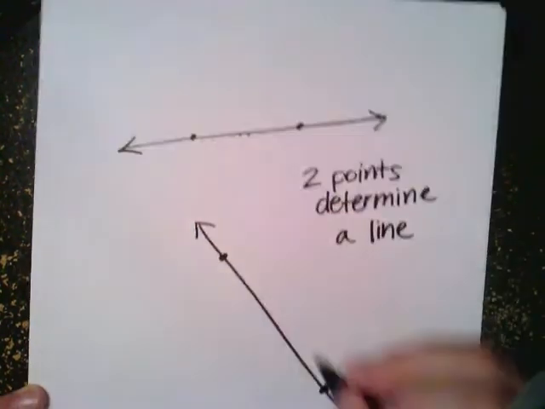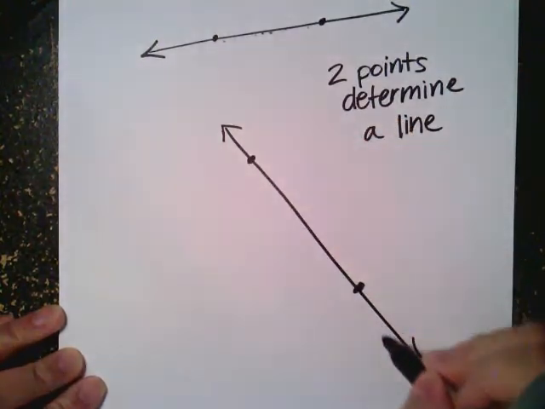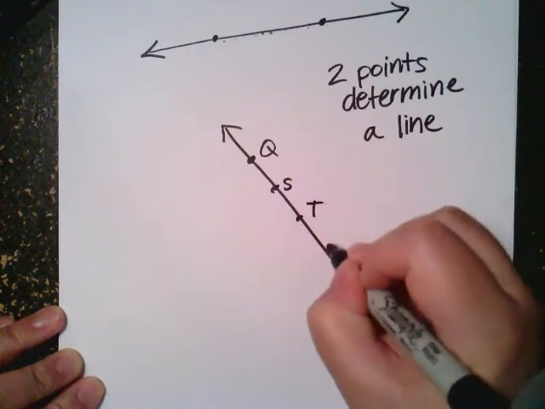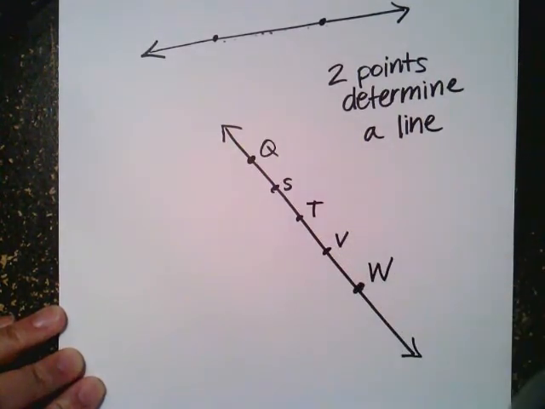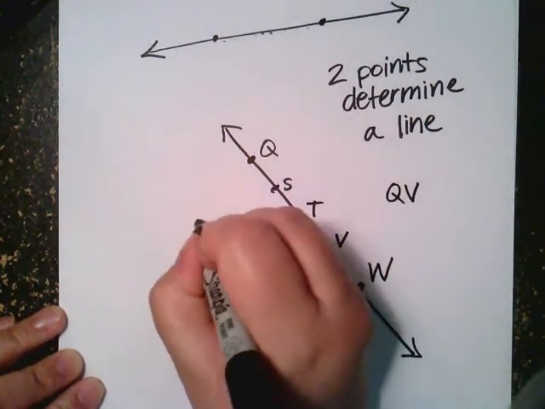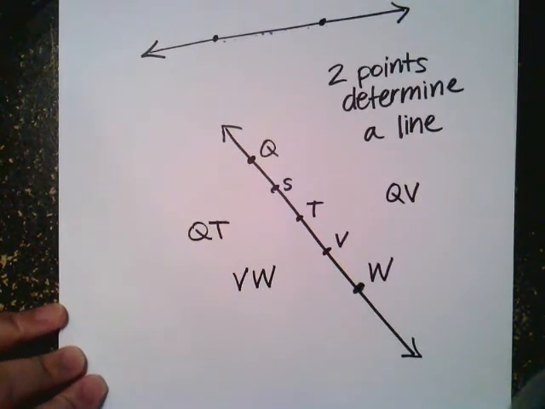If I'm going to name a line, I need to name any 2 points that are on it, and that will tell you which line I'm talking about. You could have a whole bunch of points written here. Let's say I have a point here and here and here and here. I could call this line QV if I want to, or line QT if I want to, or line VW. I still only use 2 letters, even if I see 1,000 points.